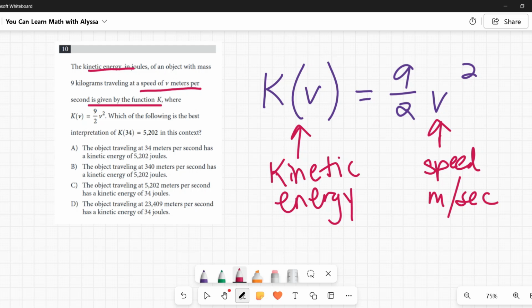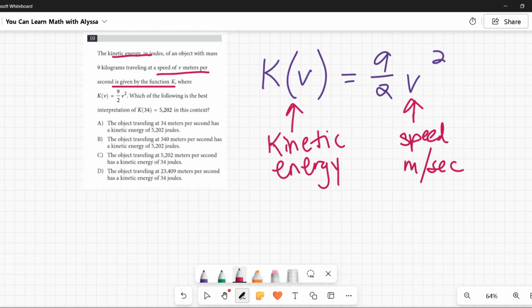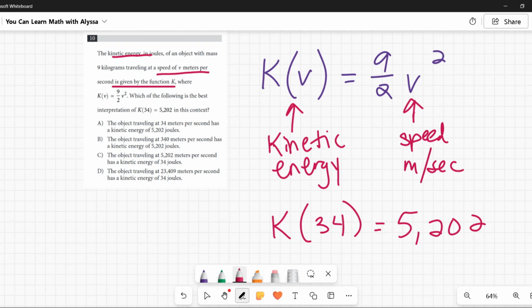Okay, so which of the following is the best interpretation of K of 34 equals 5,202? Anytime they say the best interpretation, I try to go through and come up with my own interpretation, and then I see which of the 4 options is closest. I generally do not start with the multiple choice. Some people prefer it that way. I don't. I like to get my own idea, and then I find it's clearer and easier to pick out the right one, because often these are very similar. So I want to know what I'm looking for before I go looking.